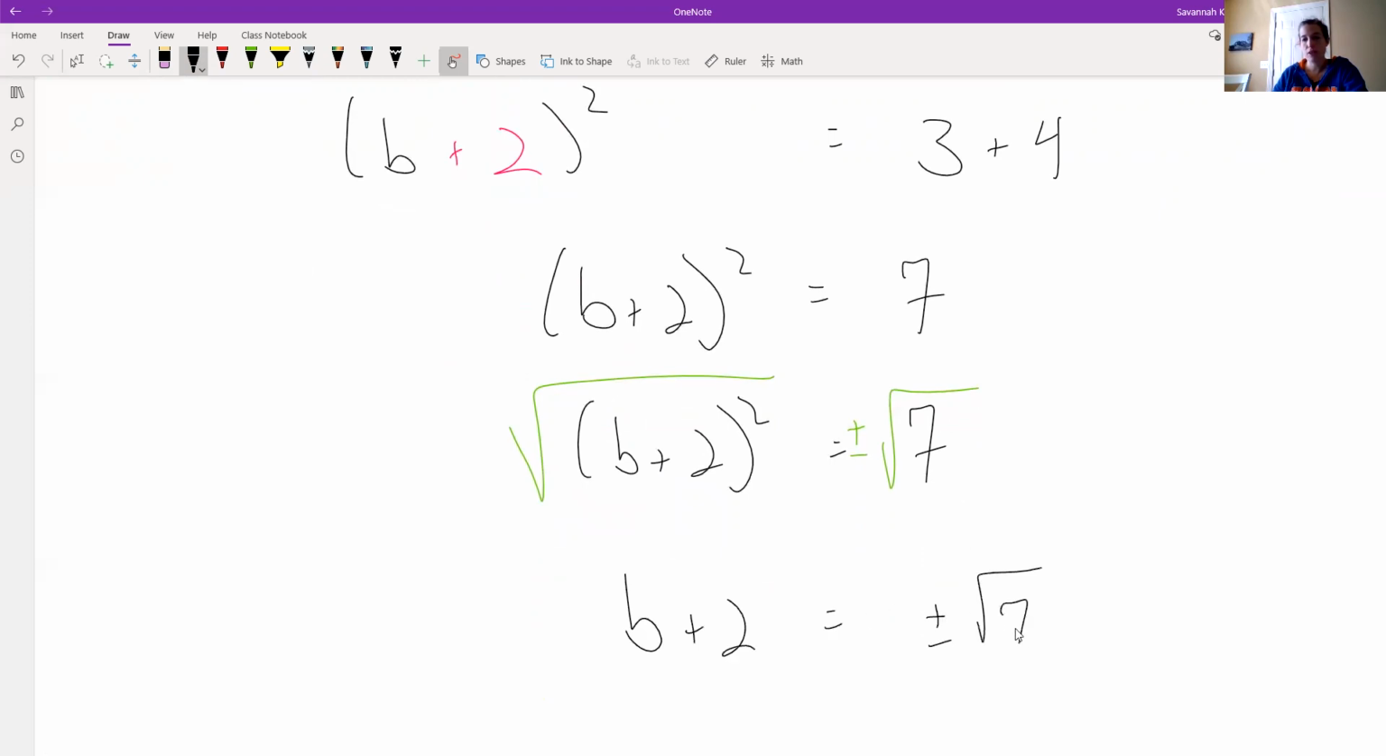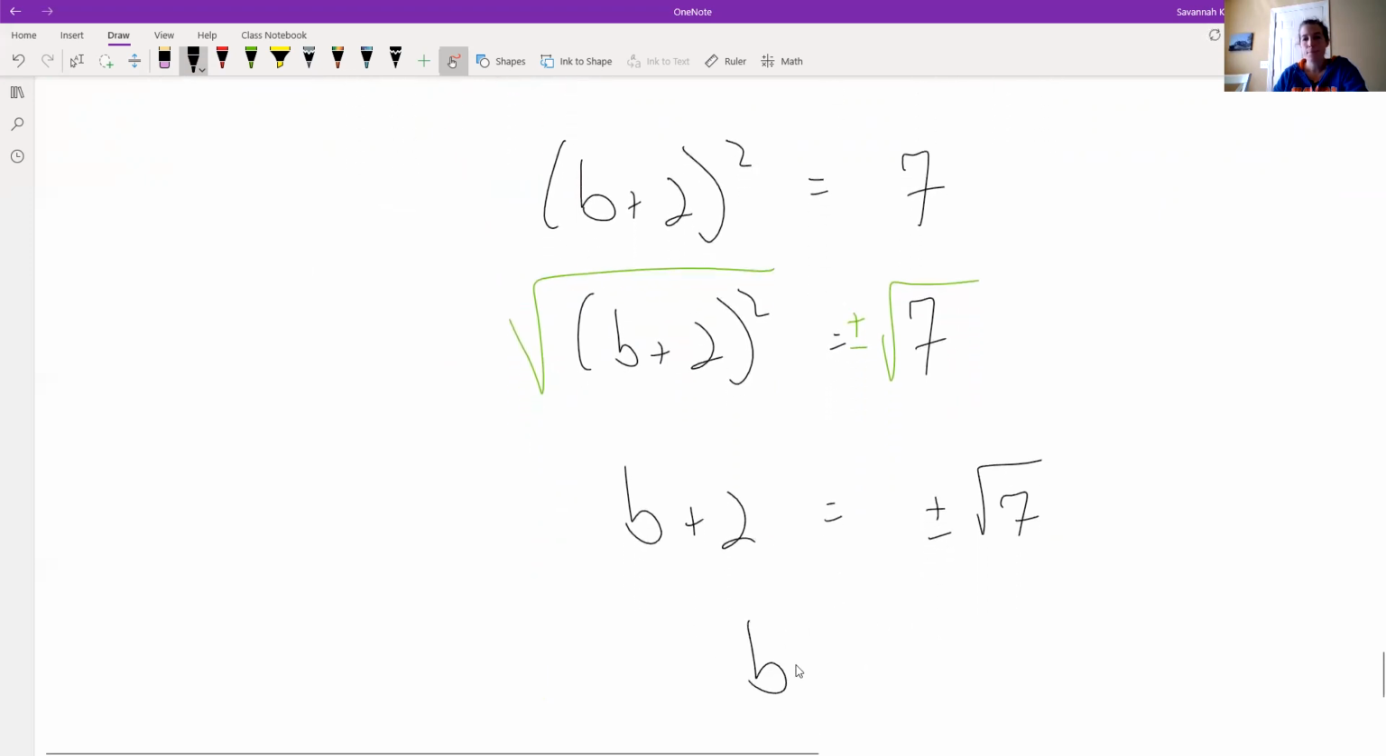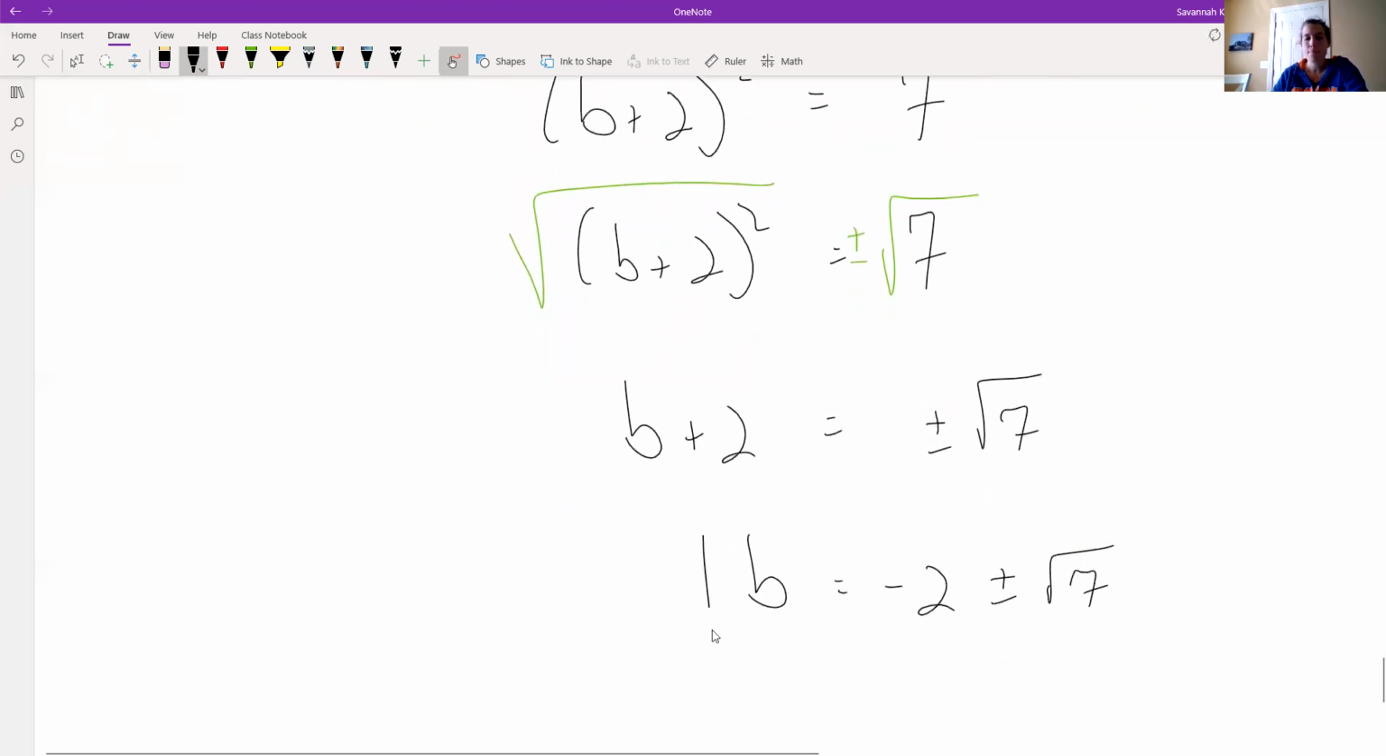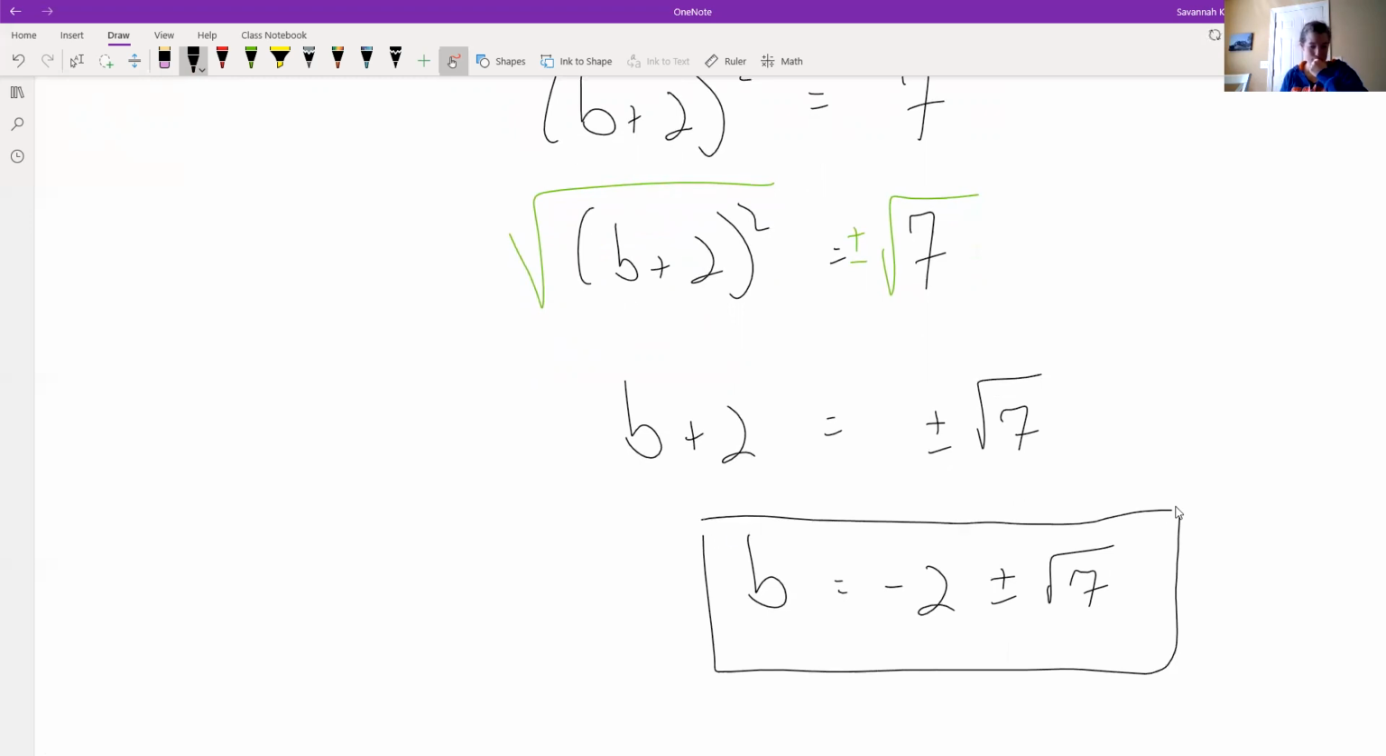Plus or minus square root of 7. Square root of 7 doesn't break down anymore. Let me subtract the 2 over. All right. That's what I get.